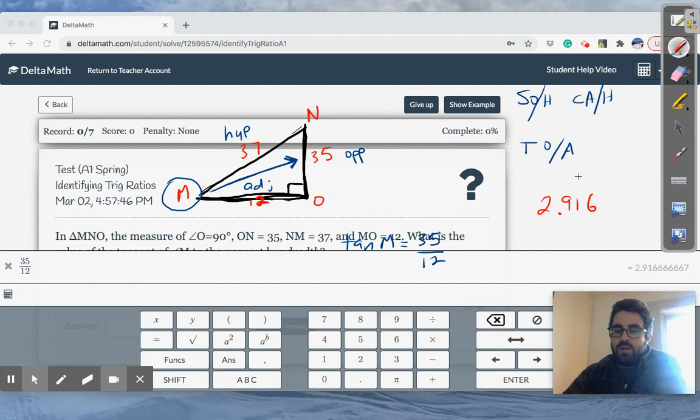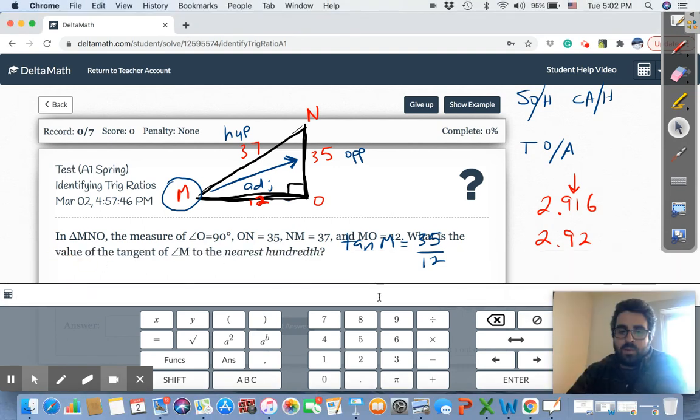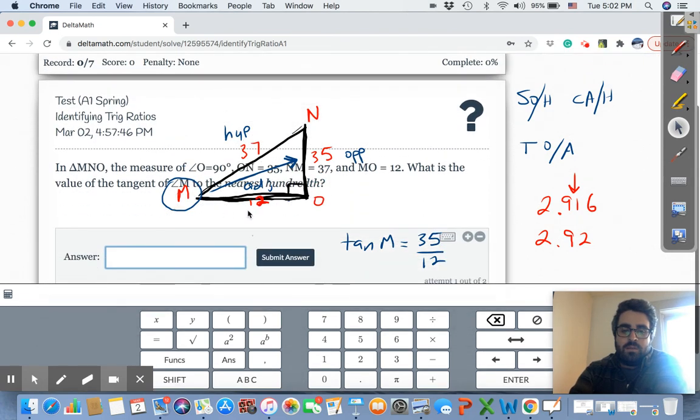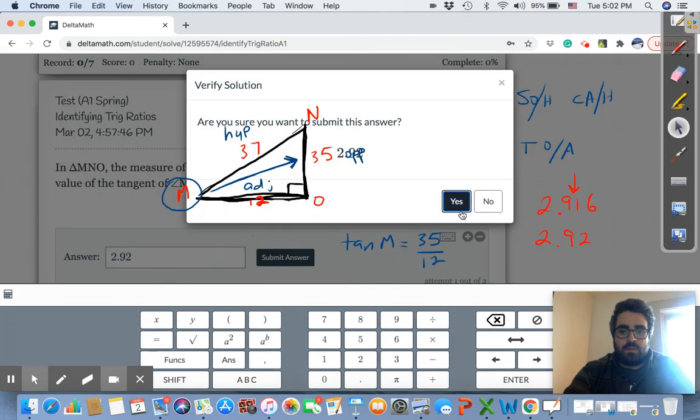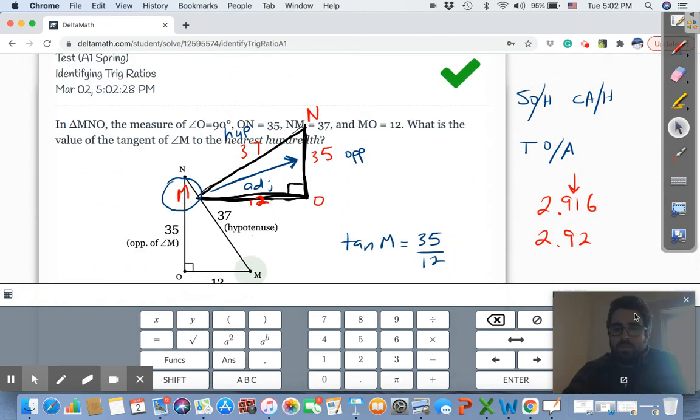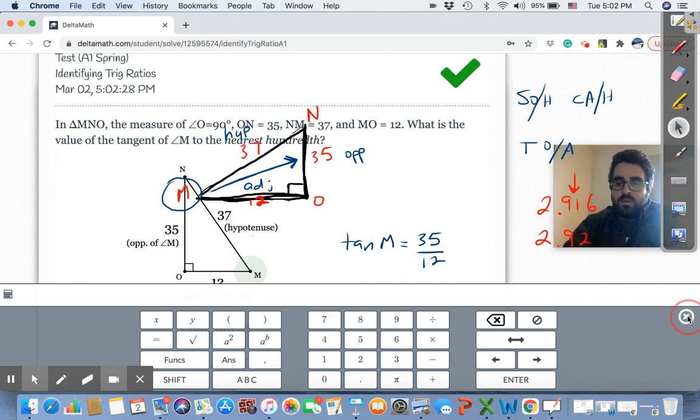2.916. And I'm rounding to the hundredth place, which is the second decimal place. And we clearly see that the number after this 1 is greater than 5, so we would round up one digit to 2.92. So our answer should be 2.92. So let's type that in. 2.92. And it is correct. So I'm going to erase the screen so you guys can see a little better.